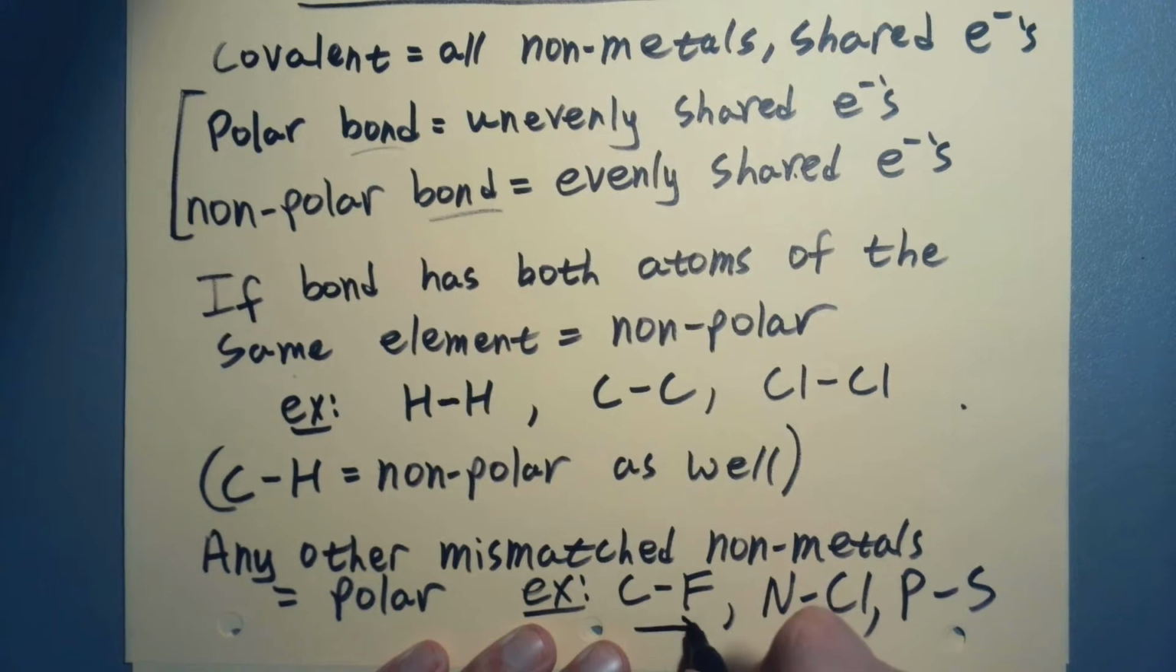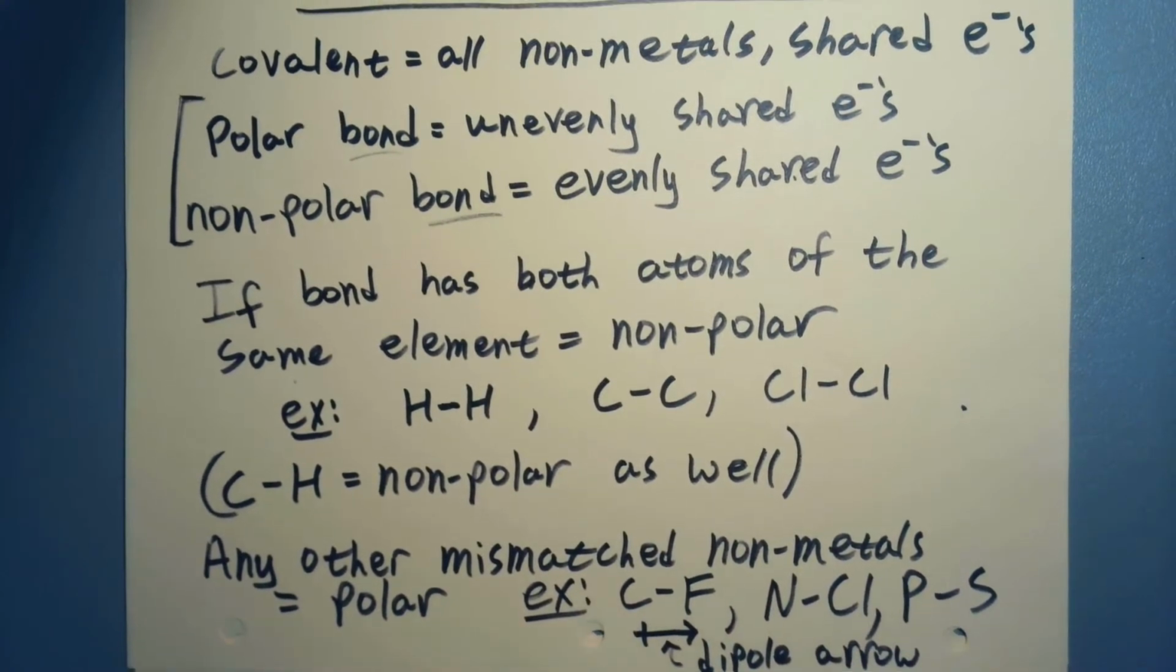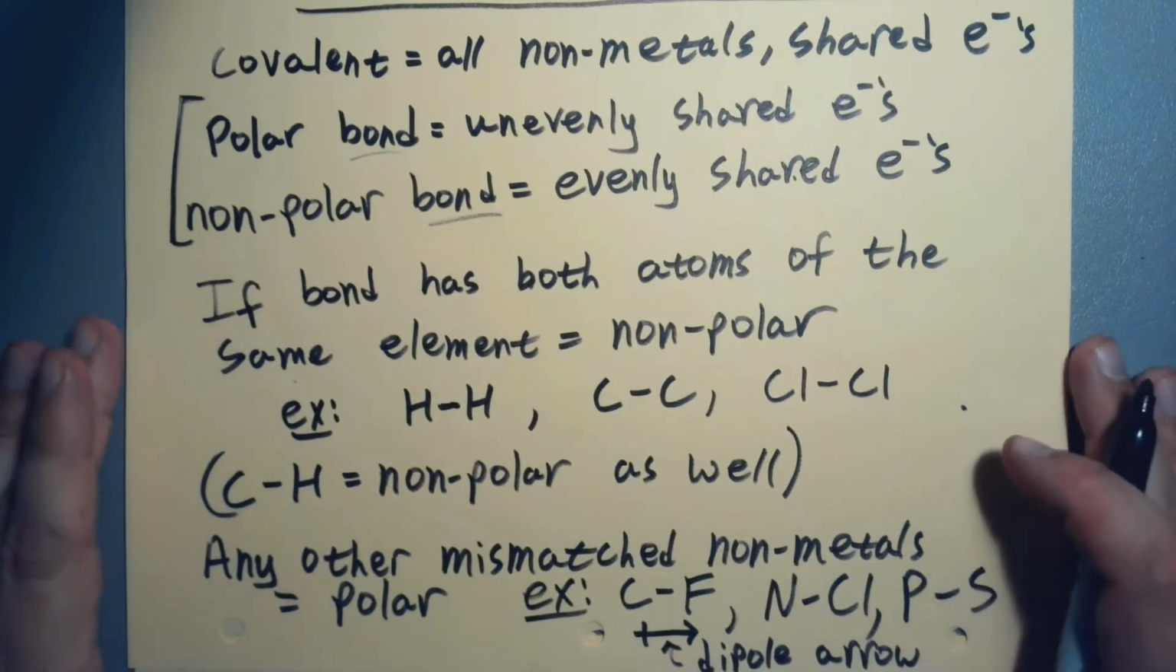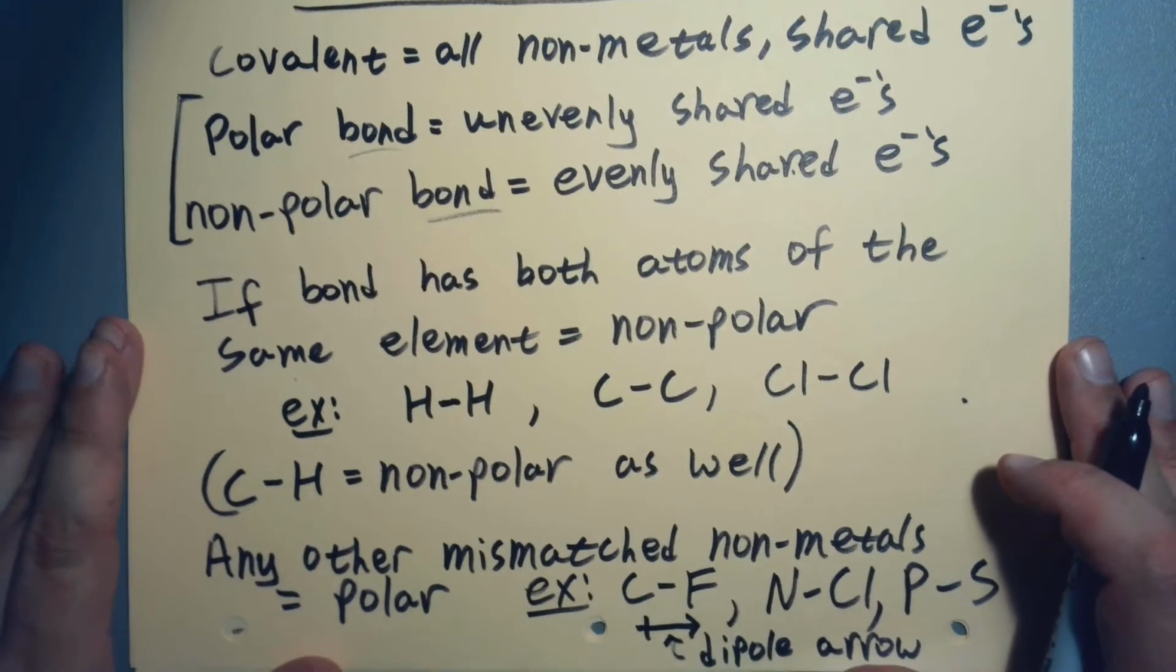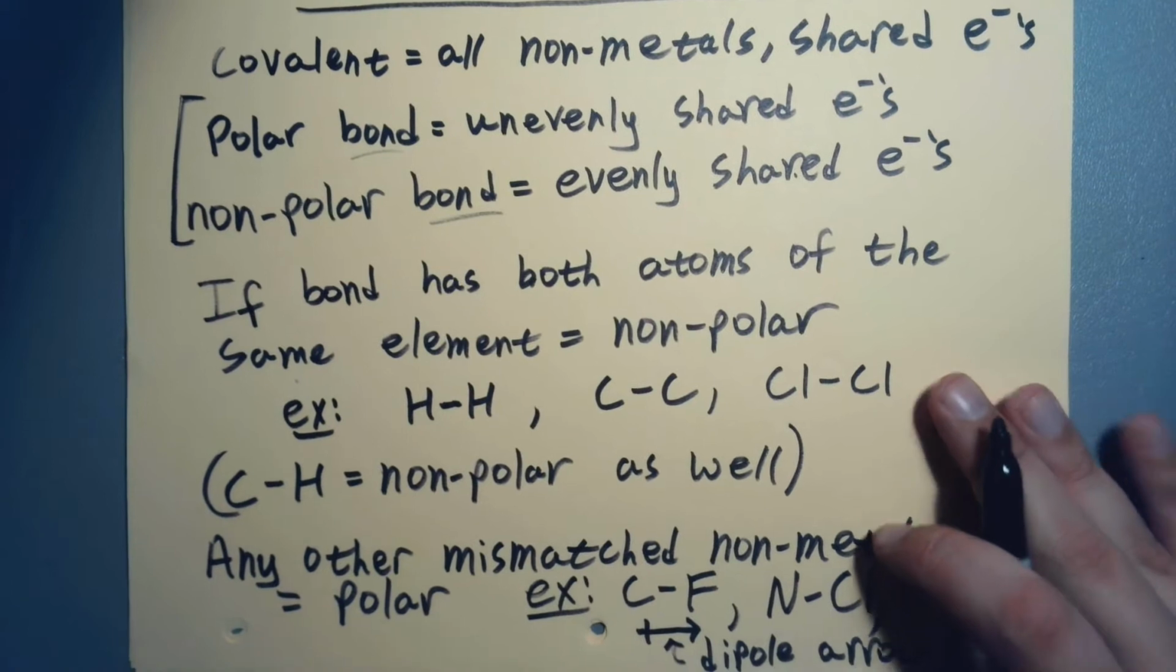And here's how we label this. You do a little arrow. The arrow points to where the electrons are hanging out the most. And it has a little plus on the tail because whatever's left behind is slightly positive. And we call this a dipole arrow. So this is how we label polarity. And you can do this for molecules as well, but we're just starting out with bonds. We're real close to getting to molecules. But that's what we're looking at.